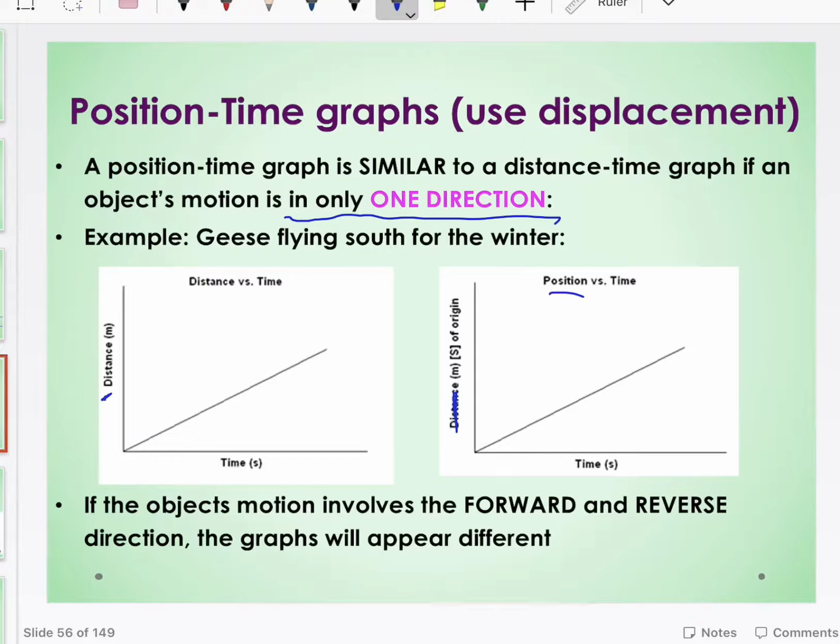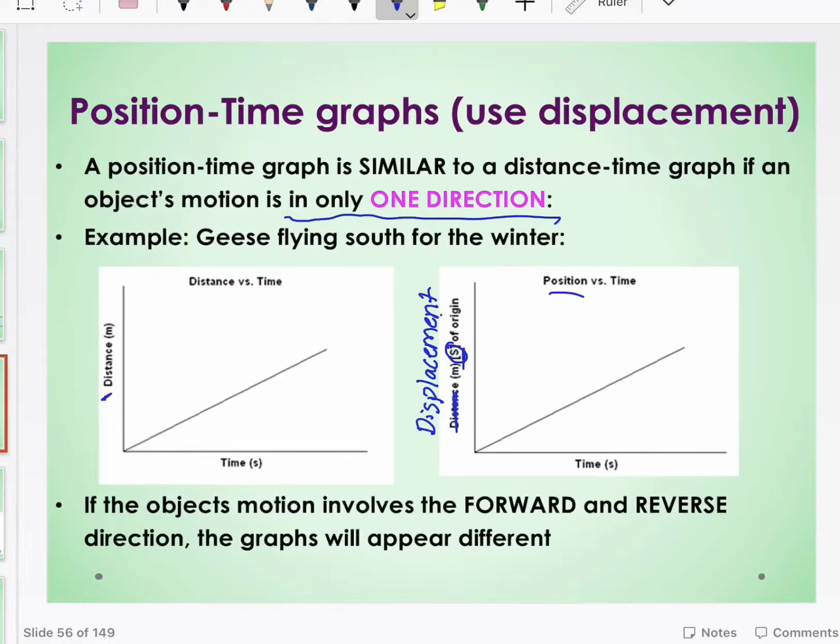So the distance is increasing for the distance time graph, and because the geese are just flying directly south, it just looks the same. Notice here with my units, when I have displacement, it is important that you include the direction, all right? Whatever direction is indicated on the y-axis, that's what's going to be the positive direction. These two look the same only because the geese are flying in one direction, south.